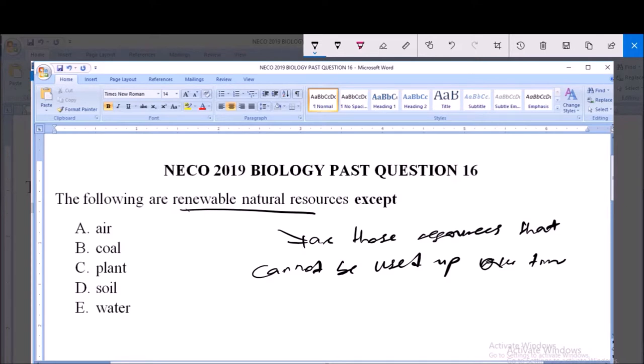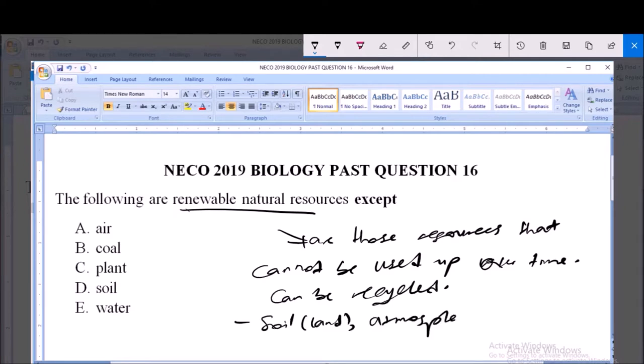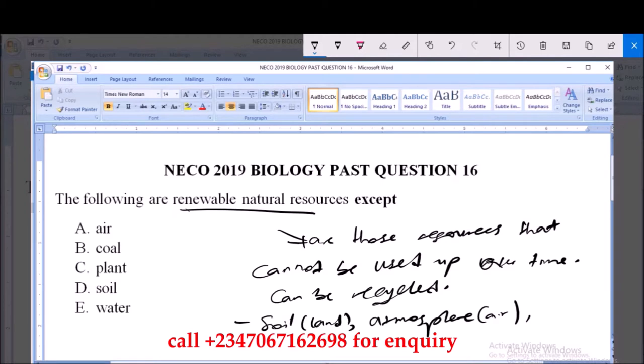They can be recycled. So examples include the soil or land, the atmosphere or the air, forests that include plants and animals, water and wildlife. So all these are renewable natural resources, because they can be recycled. They can't be used up.